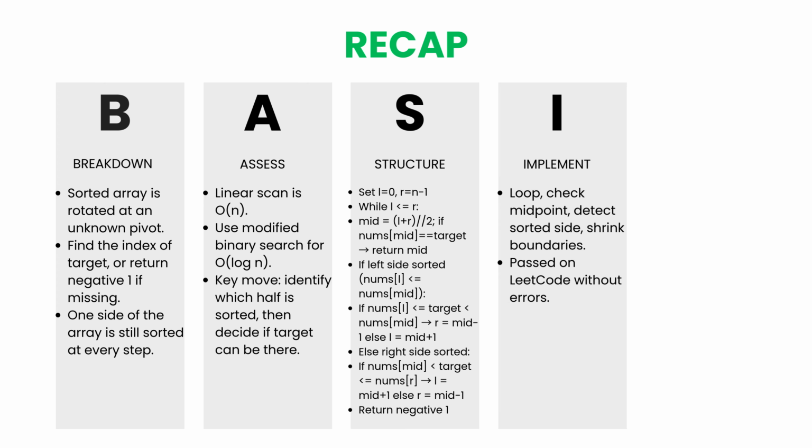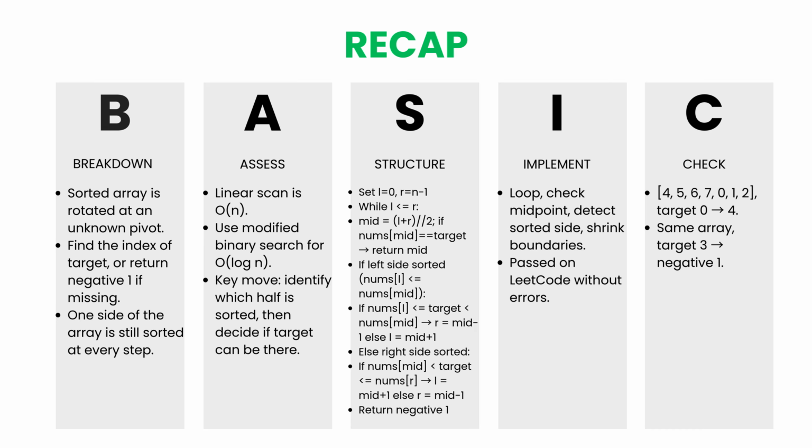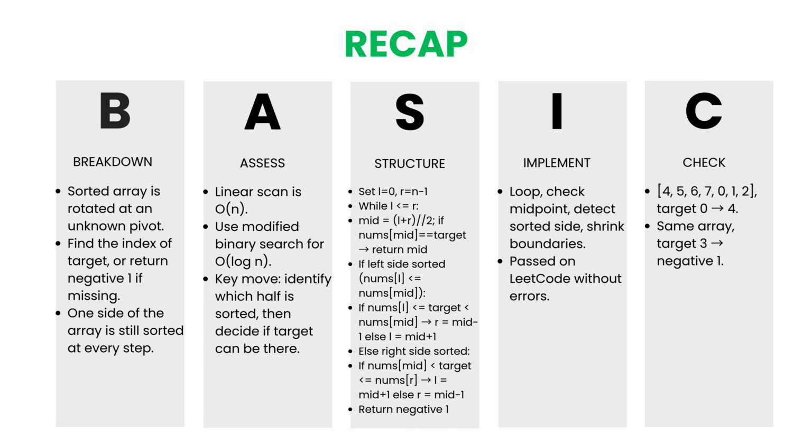We implemented this successfully on LeetCode without errors by looping through the narrowed range, checking the midpoint, determining the sorted half, and adjusting boundaries until we either found the target index or concluded it wasn't present. LeetCode test cases confirmed correctness. For [4, 5, 6, 7, 0, 1, 2], with target 0, the algorithm returned index 4 as expected. And for the same array with target 3, it correctly returned -1, showing the search logic works both when the target exists and when it does not.